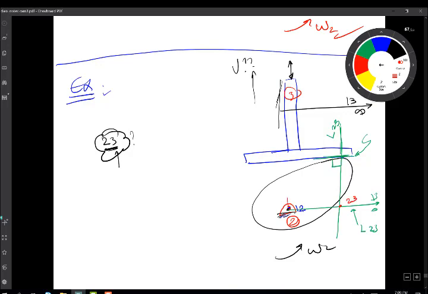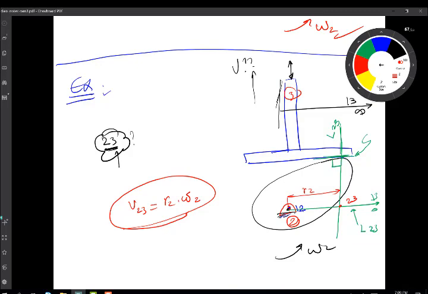So if I take this distance here as R2, I can say then V23 is equal to R2 times omega 2. That's the velocity of the follower, because the follower is link number 3.